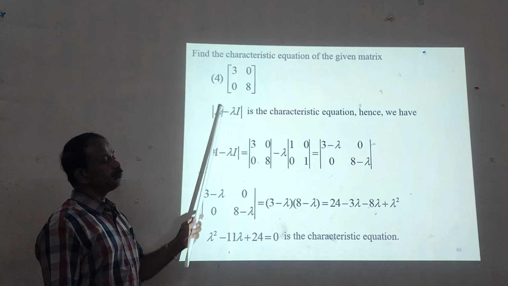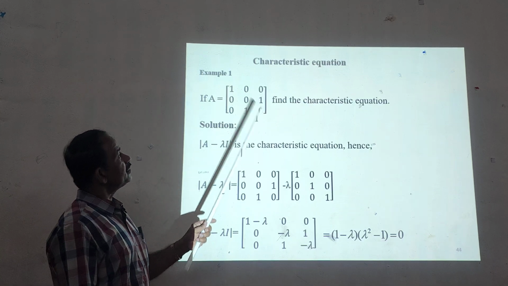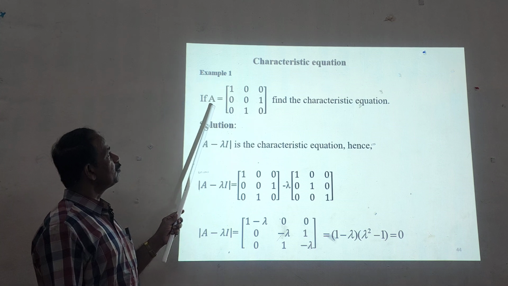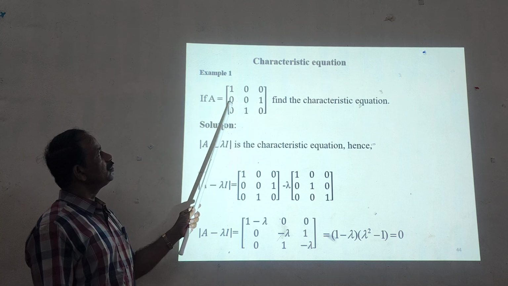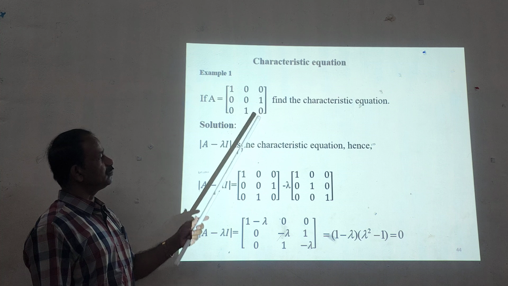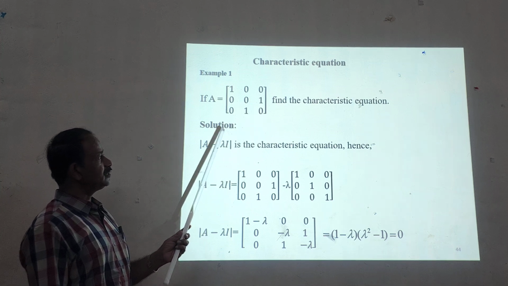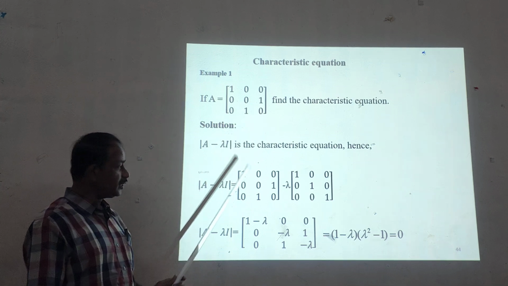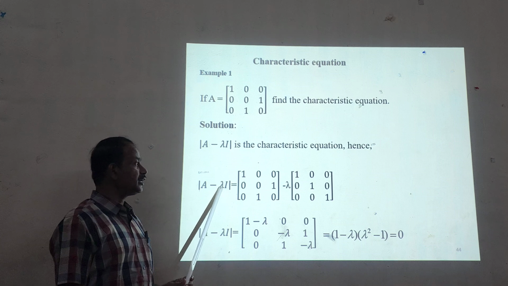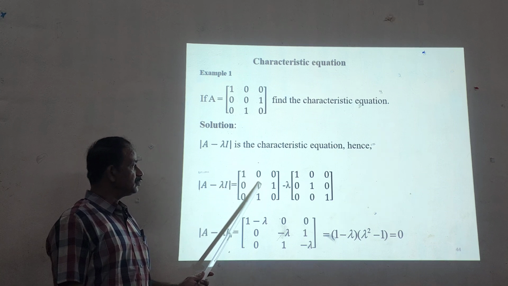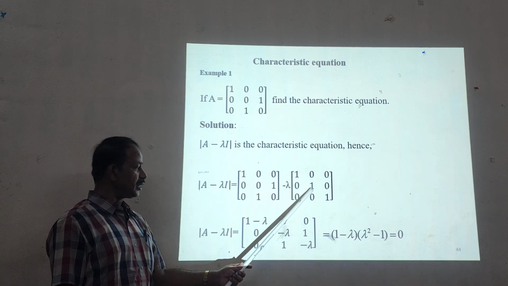Now see, these are all for 2 by 2 matrices, correct? We will go for now 3 by 3 matrix. So example 1, A equals 1 0 0, 0 0 1, 0 1 0. So you are going to find out the characteristic equation of this matrix. As usual, determinant of A minus lambda I must be equal to 0. So this is your A minus lambda I.